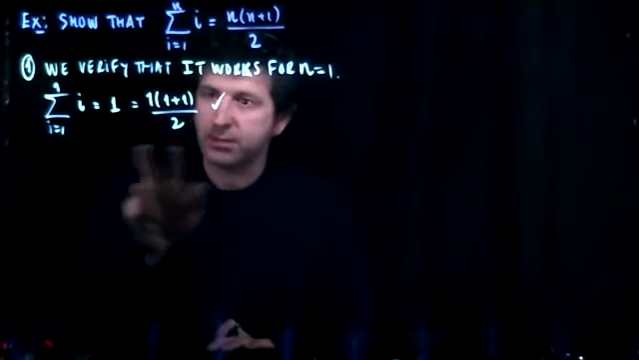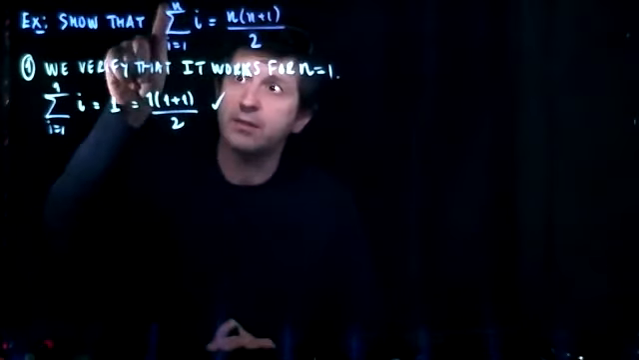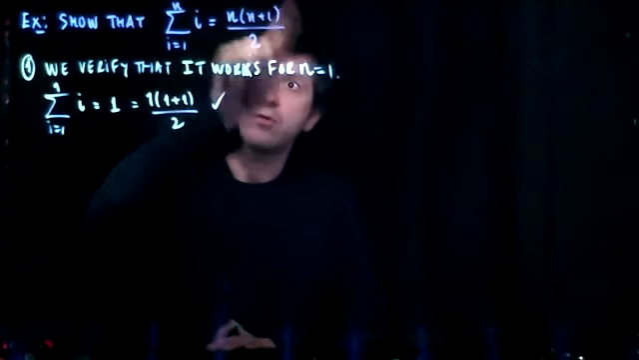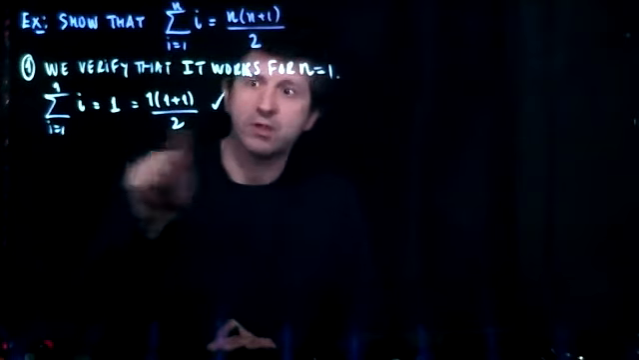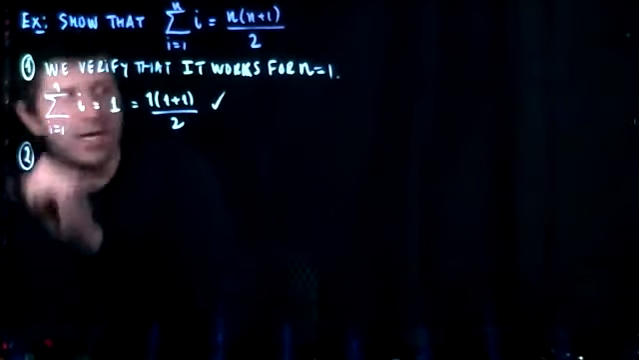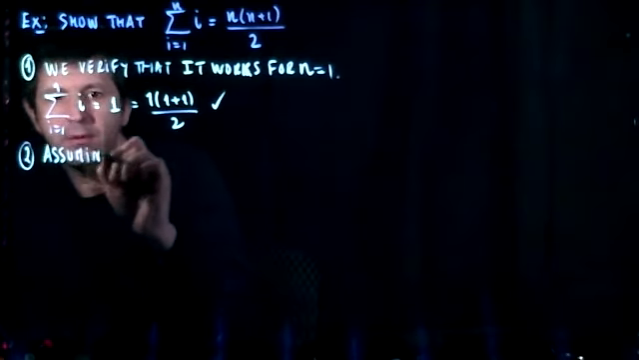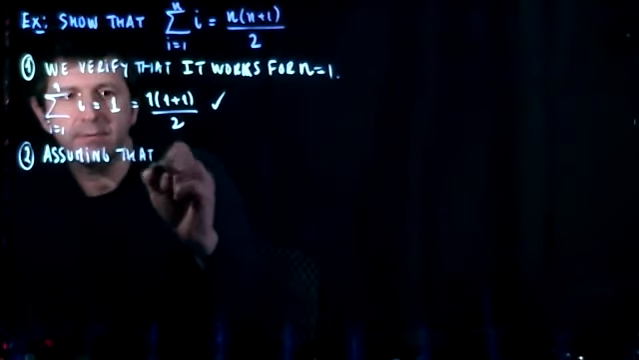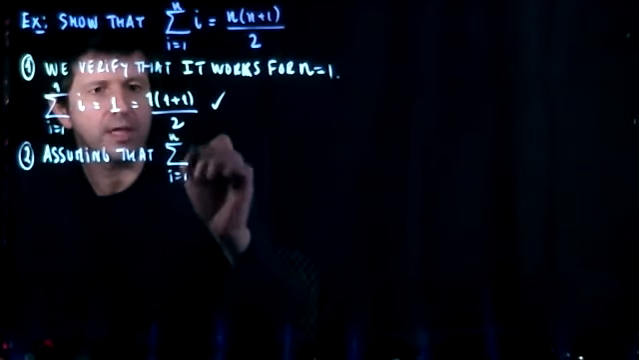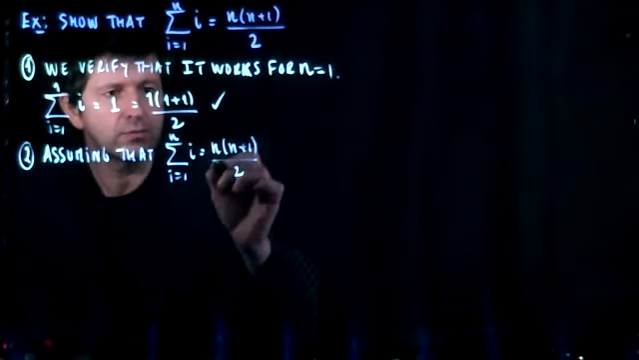Okay, you understand this sentence here? Okay, I plug in 1 in the n. So from 1 to 1 of i is just 1. If you plug in the 1 on the right side, you get 1 times 1 plus 1 over 2. It's still 1. That works. Second, so assuming that this is true, so sum i equals 1 until n of i is equal to n times n plus 1 over 2.